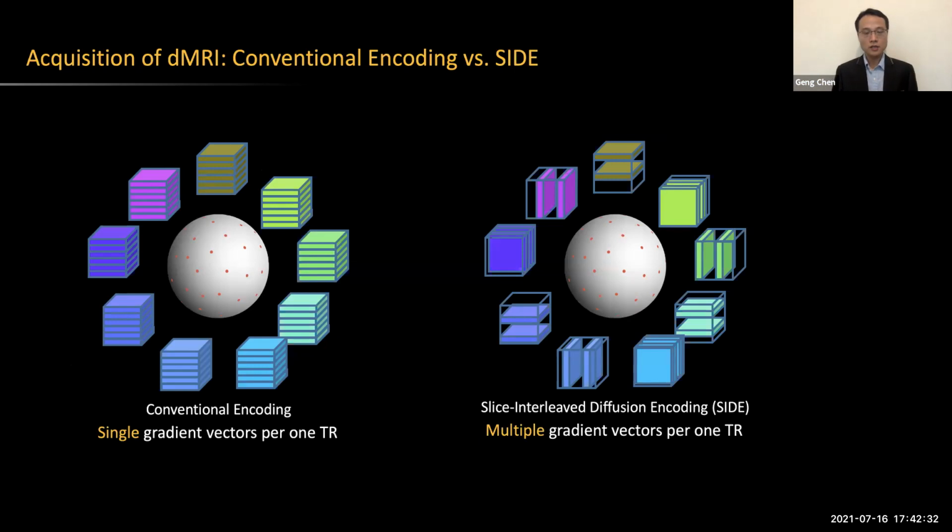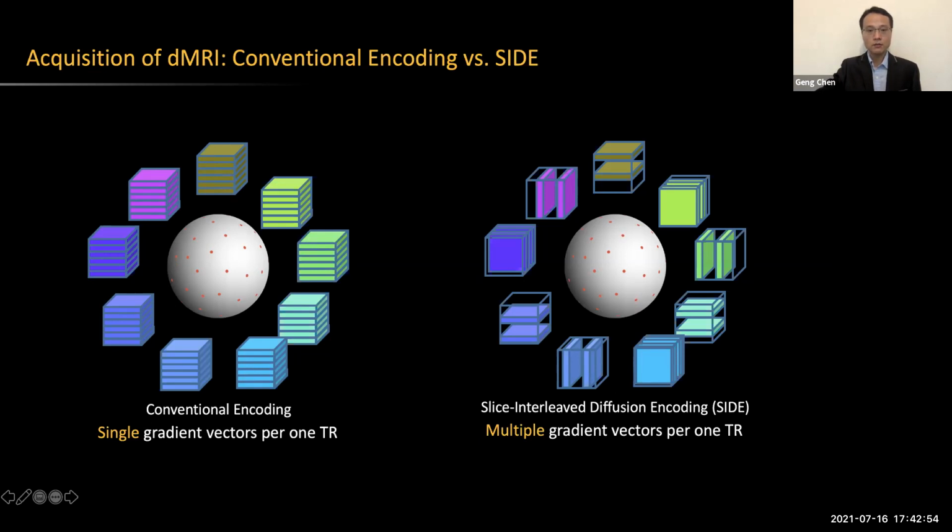To achieve this goal, we proposed a new diffusion MR imaging protocol called SITE. This is a conventional encoding. This is the centralized Q space. Each point corresponds to a diffusion weighted image. Here, all the diffusion weighted images are fully sampled.